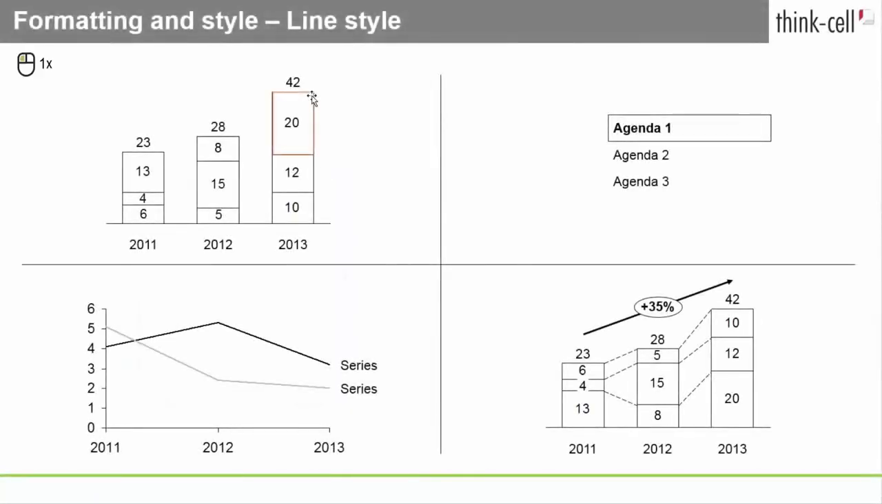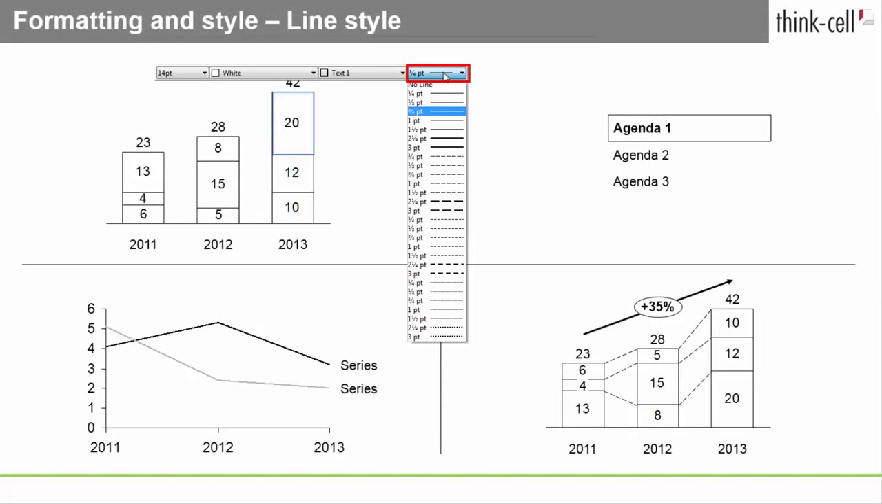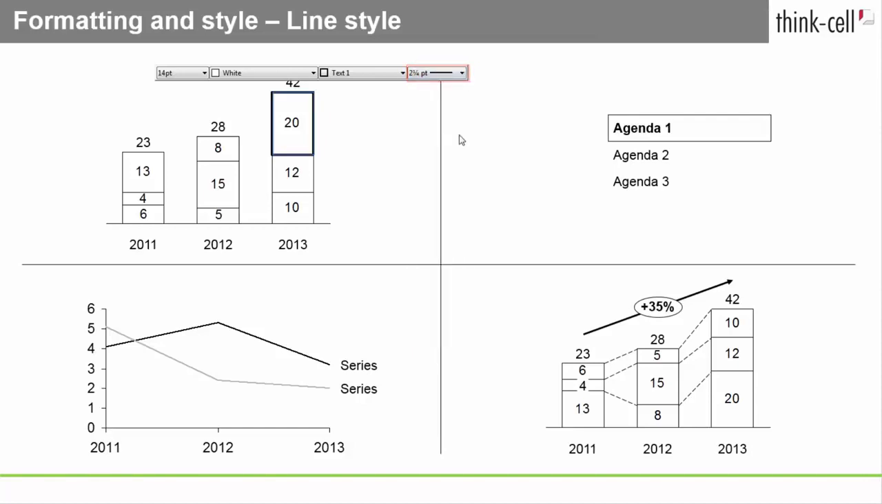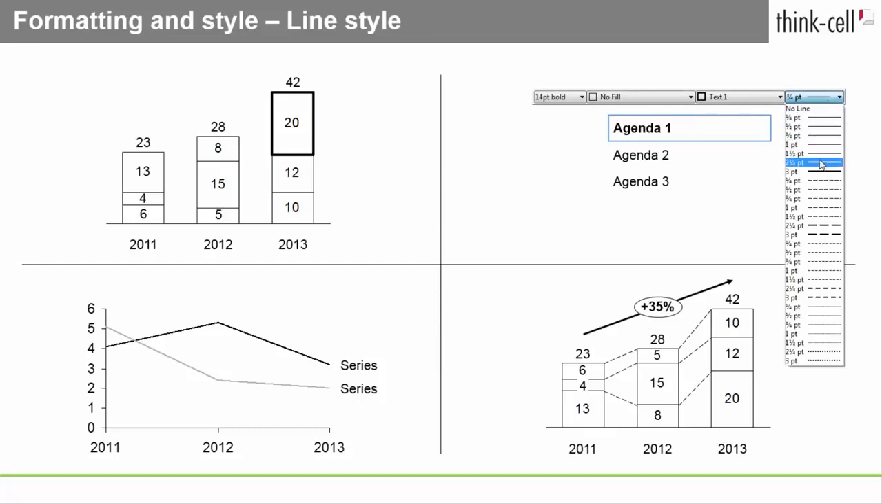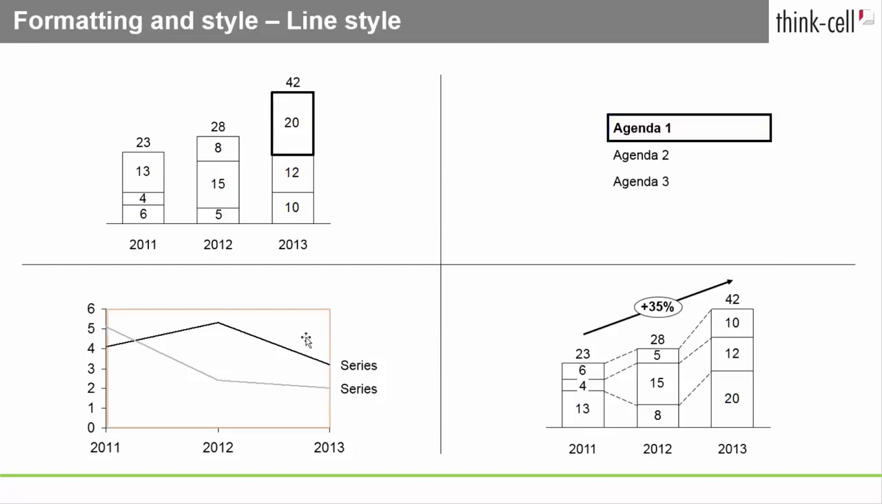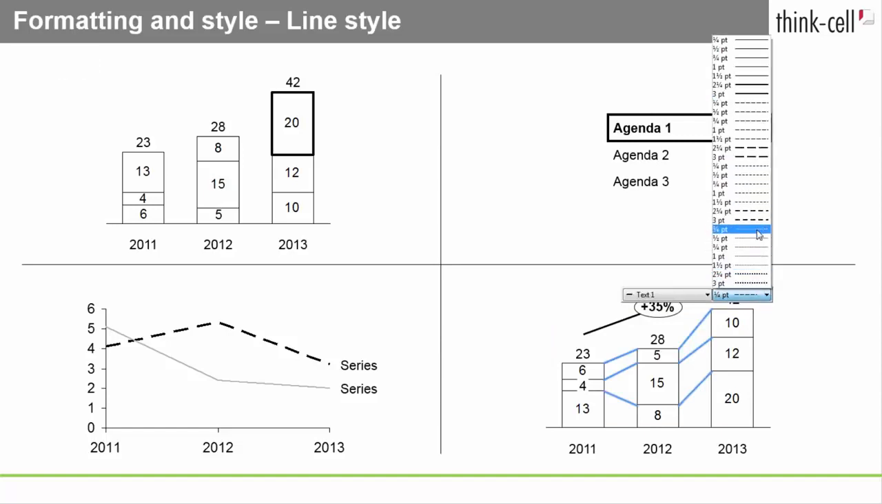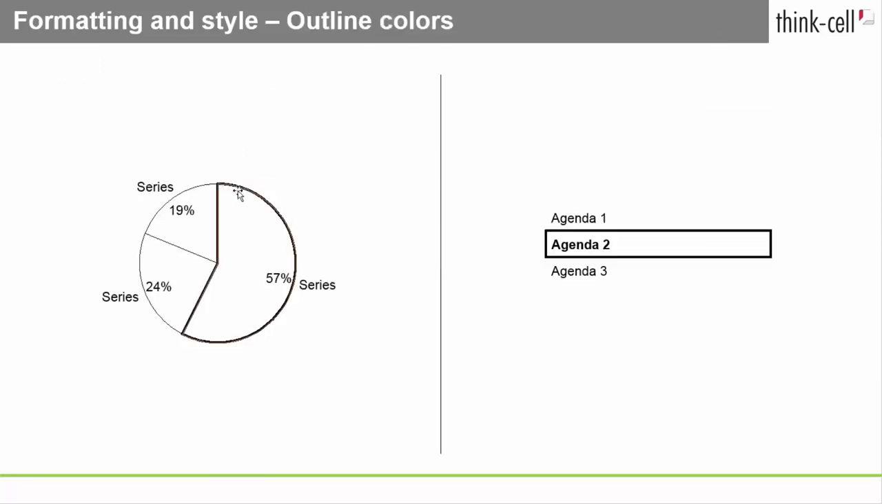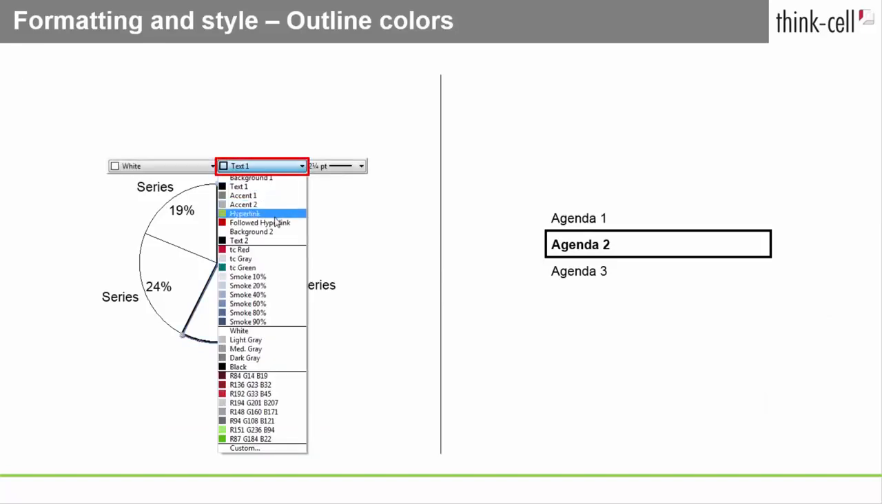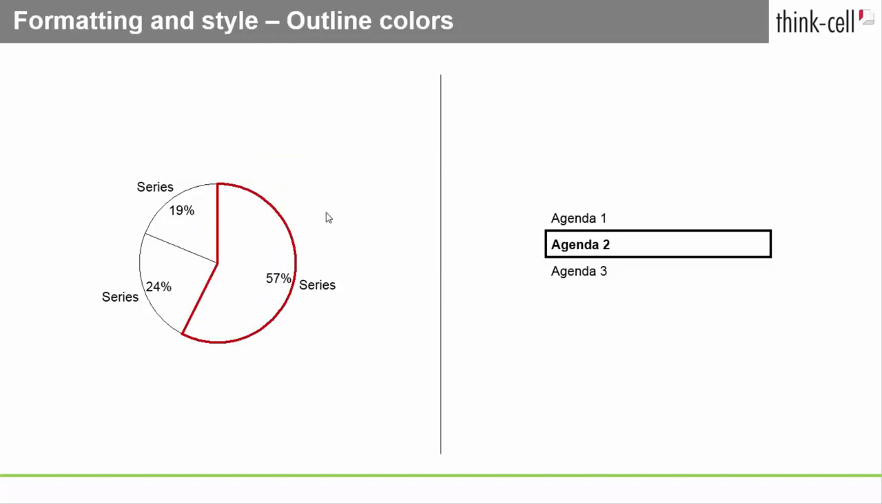The Line Style control is for the outlines of segments of column, bar, and pie charts, agenda chapters, and for lines and line charts. You can also use the Line Style control to change a connector's appearance. You can change the color of an outline with this control. It works for segments of pie, column, and bar charts, as well as agenda chapters.